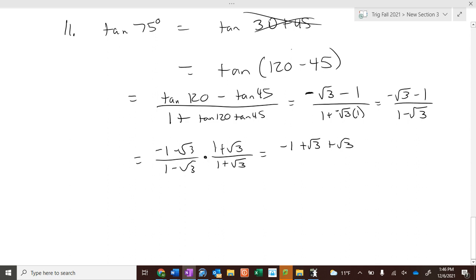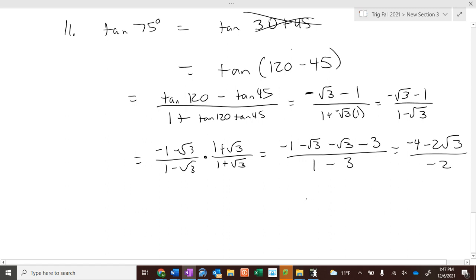Minus square root of 3, so this is plus and plus, because I knew something just didn't look right. All right, negative 1. Outers is negative square root of 3. Inners is negative square root of 3. Last times last is minus 3. All over 1 plus, inner and outer cancel, minus 3, which gives us negative 4 minus 2 square root of 3 all over negative 2, which is 2 plus the square root of 3.